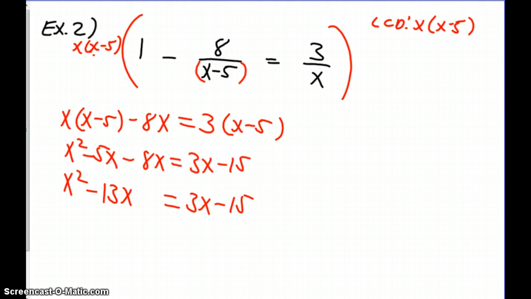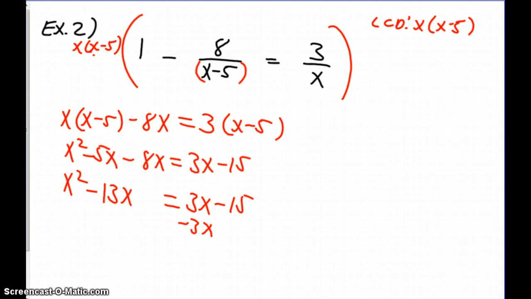Now here we go. Keep our fingers crossed, first period struggled with this. Now what do you do next? Set equal to 0. Perfect. Every quadratic, you always set equal to 0. We've been talking about that forever. So you're going to subtract 3x over, and you're going to add 15 over. Makes sense?